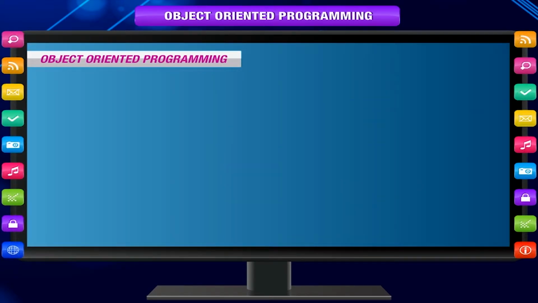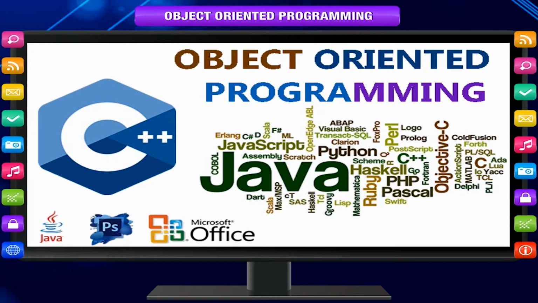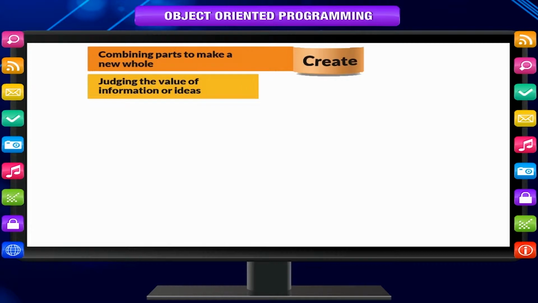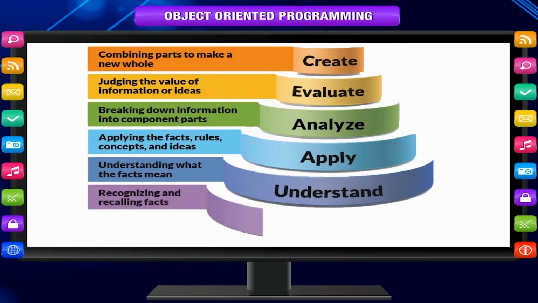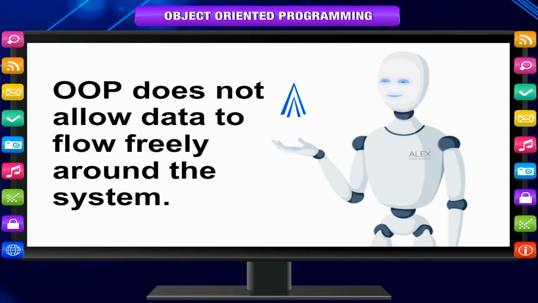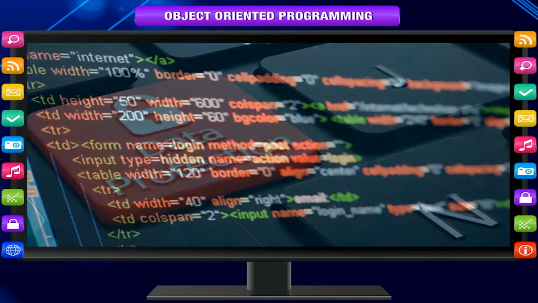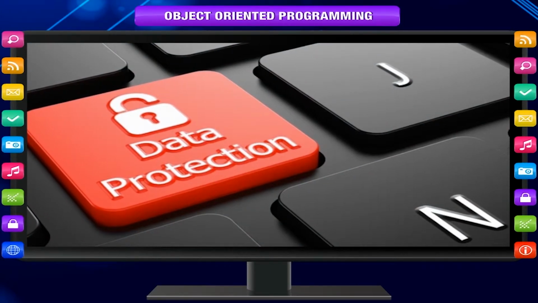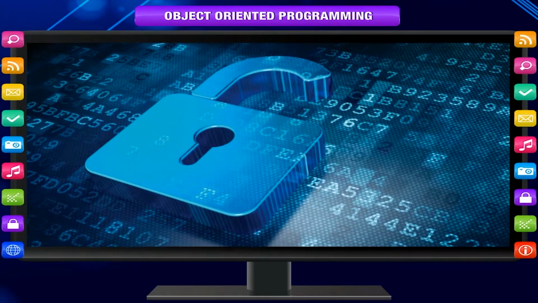Object-oriented programming. Object-oriented programming is an approach to program organization and development. It has nothing to do with any particular programming language. The major objective of developing this concept is to eliminate some of the flaws encountered in the procedural approach. OOP does not allow data to flow freely around the system. It ties data and the functions that operate on this data, and protects it from unintentional modification by other functions. This is known as data hiding.